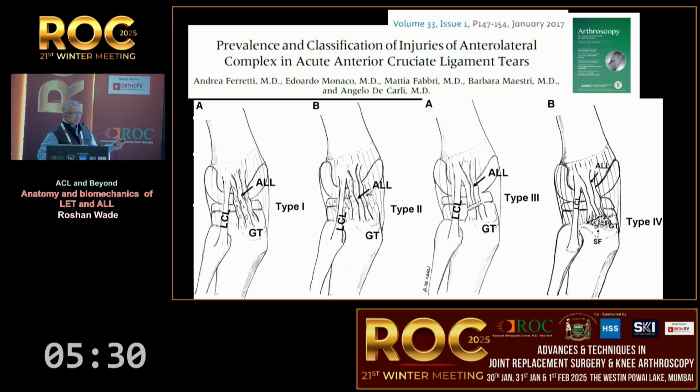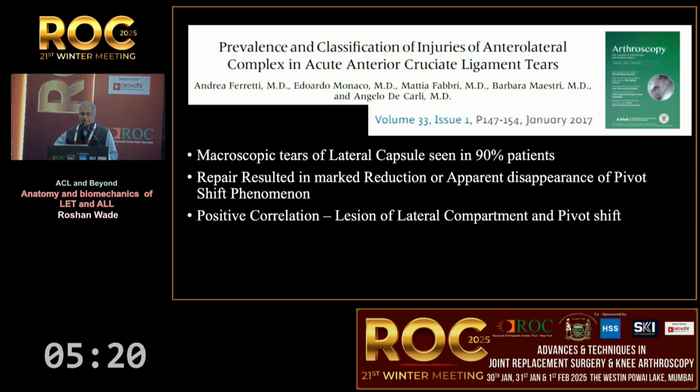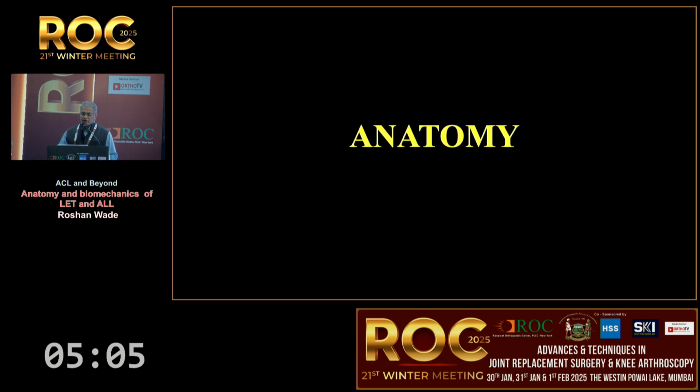Type 1 is a simple microcapsular avulsion. So a microcapsular lesion, if you repair it, you get a better result, and type 2 and type 3 need to be reconstructed so that you can get a better outcome. So that's the basic description as described by Dr. Andrea Ferretti, which is a microscopic lesion, and these have a certain positive correlation with lesions of the lateral compartment and pivot shift, and that led to the discovery of your ALL reconstruction.